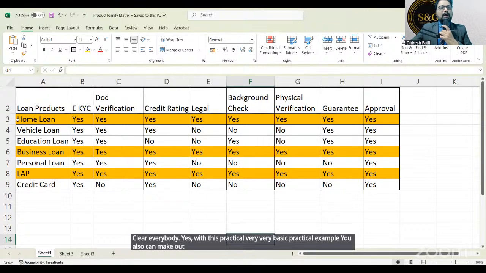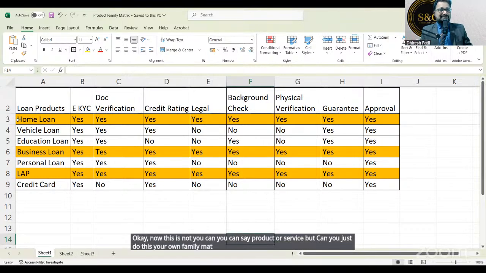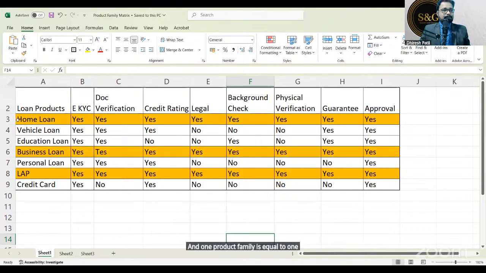Can you do your own product family matrix if you have multiple products or services? You can say product or service, but can you just do this? It's a very simple process. If 75% is common, then that's one product family, and one product family is equal to one VSM. Clear? Super. Amazing. So that is the first step, called the product family matrix.